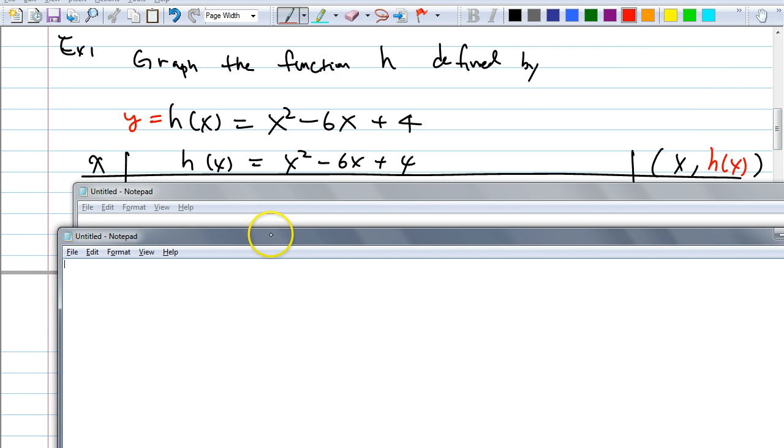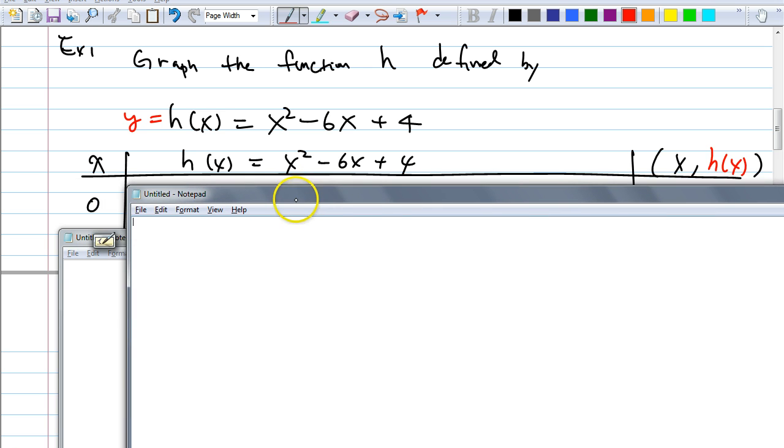I'm going to plug in 0. Go ahead, everybody plug in x equals 0. See what you get. By the way, do you see how I did x comma instead of y? I did x comma h of x. Is that okay? Right. After all, what does h of x mean?